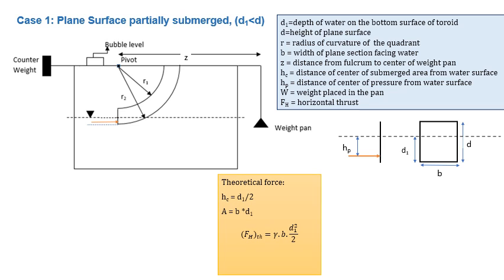Theoretically, we can determine the hydrostatic force using the formula where HC will be till the centroid of this submerged part, and for a rectangle we know it is half the height, so it will be D1 by 2, and the area will be for the submerged part, so it will be B into D1. So theoretically it will be gamma B D1 square by 2.